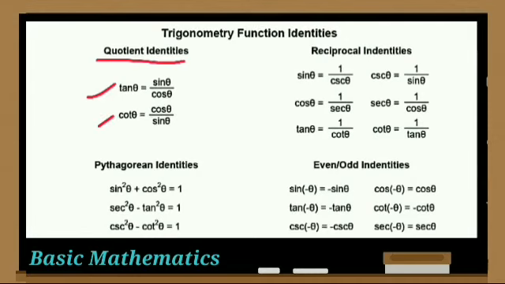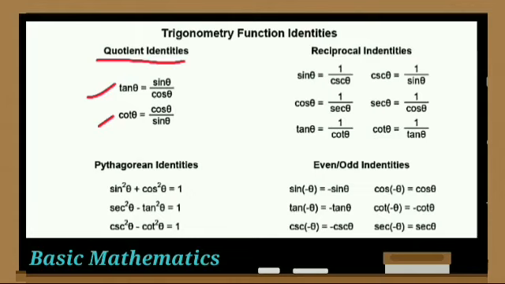Let's talk about the trigonometric function identities. The first identity we can see is quotient identities. Tan theta equals sin theta upon cos theta, cot theta equals cos theta upon sin theta. You have to remember or learn all these terms. It is mandatory to learn these terms. Now we move to the other identities.